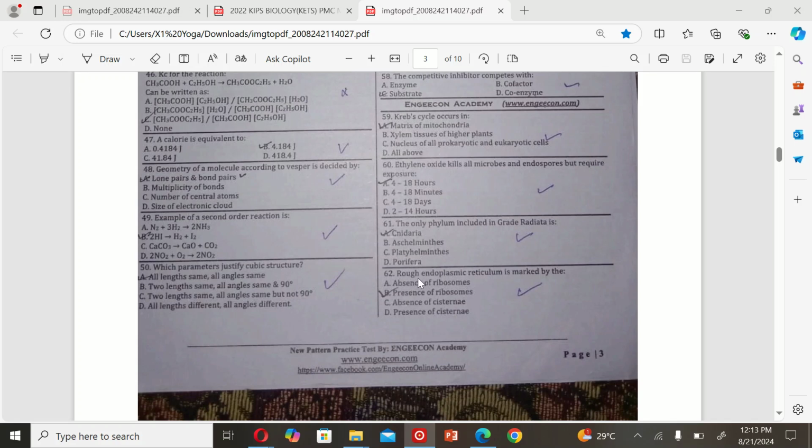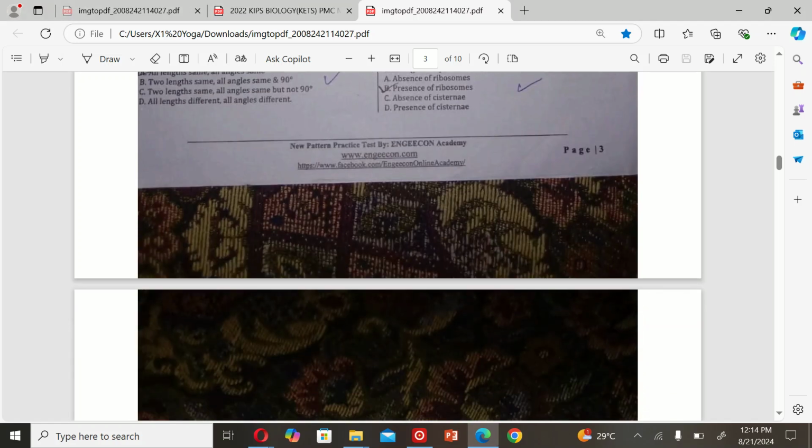The next MCQ is: rough endoplasmic reticulum is marked by A. Absence of ribosomes, B. Presence of ribosomes, C. Absence of cisternae, and D. Presence of cisternae. So the correct option is B, presence of ribosomes.